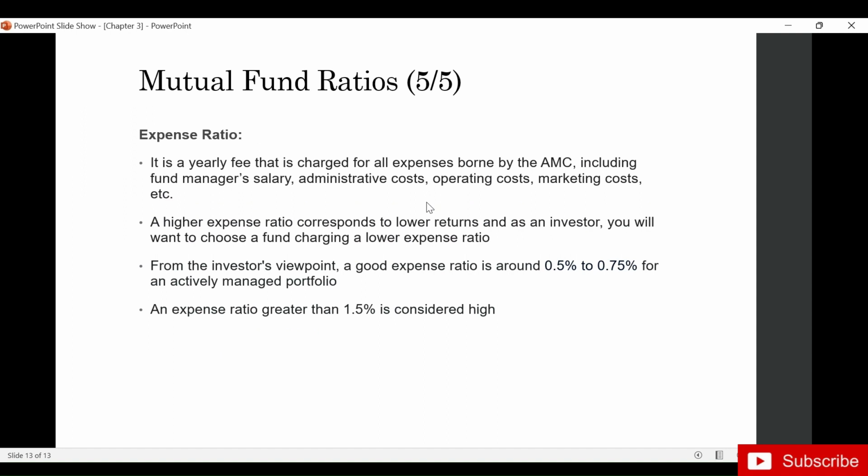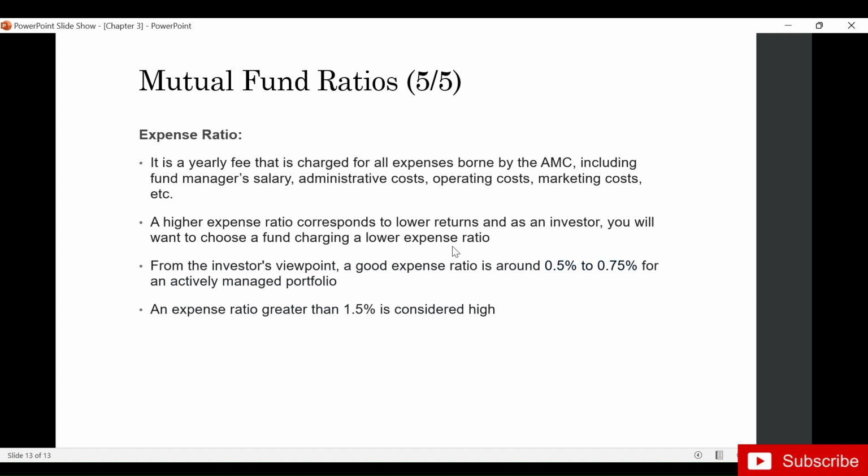Now we will talk about our last ratio, which is the expense ratio. Expense ratio is a yearly fee that is charged for all the expenses that are incurred by the asset management company, including the fund manager's salary, the administrative cost, the operating cost, and the marketing costs, etc. A higher expense ratio corresponds to lower returns, and hence, as an investor, you would want to choose a mutual fund which charges a lower expense ratio.